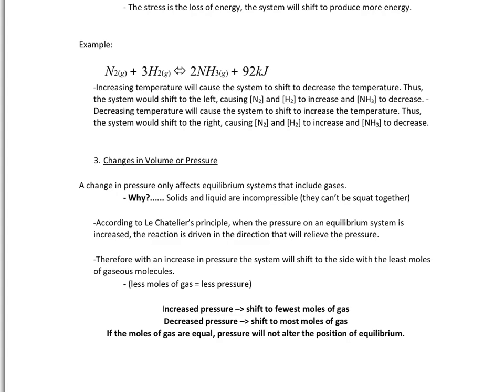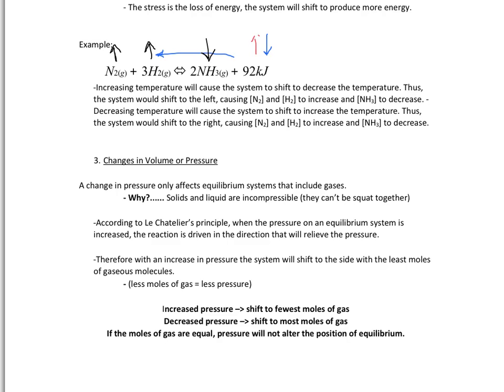Let's say, for instance, that the stress caused on the system was an increase in the temperature. This means that we are increasing the 92 kilojoules. According to Le Chatelier's principle, the system is going to want to shift to do the opposite, which means the equilibrium will shift to decrease the 92 kilojoules. In order to cause the energy to decrease, we have to use it up. And in order to use it up, we have to shift away, to the left, or towards the reactants. Since we're shifting towards the reactants, the concentrations of the nitrogen and hydrogen will increase, and the concentration of the ammonia will decrease.